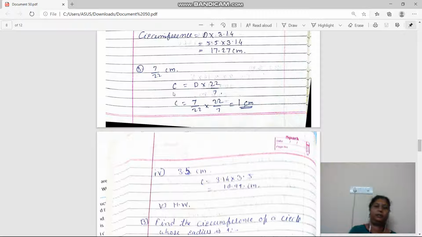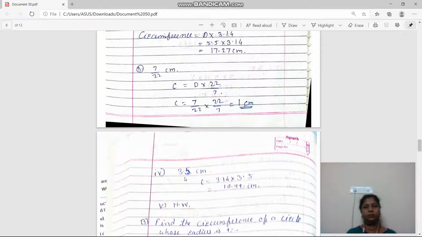Now third example, 7 upon 22 centimeters. Now it is in fraction, so you can take 22 upon 7. So C is equal to D multiplied by 22 upon 7. So C is equal to 7 upon 22 multiplied by 22 upon 7. It is equal to 1 centimeter. Get it?